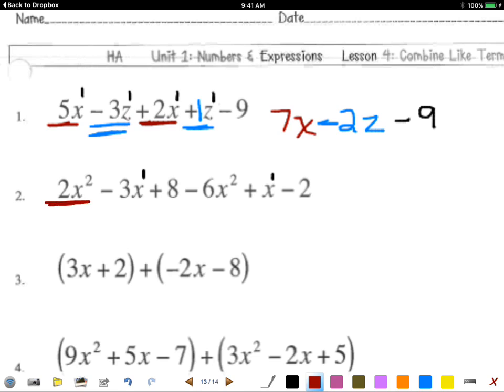So that's 2x squared and negative 6x squared. So the way we read this is we say positive 2 plus negative 6. We look at that minus 6 as a negative 6. Okay? You can say plus between the two terms, but if it's a minus in front, it's a negative. So 2 plus a negative 6 would be a negative 4x squared.